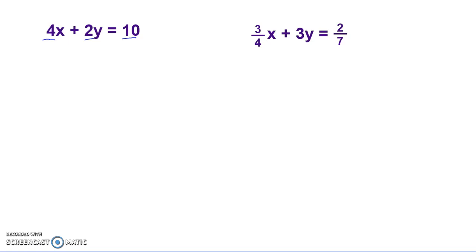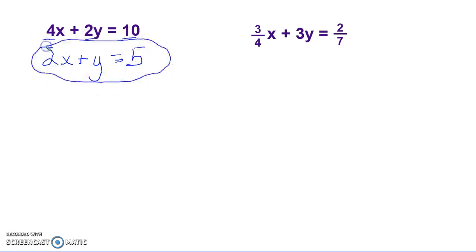So 4x divided by 2 gives us 2x. 2y divided by 2 gives us just y. And 10 divided by 2 gives us 5. So anytime you write standard form, you need to get the most reduced form of standard form. So this would be the correct answer.